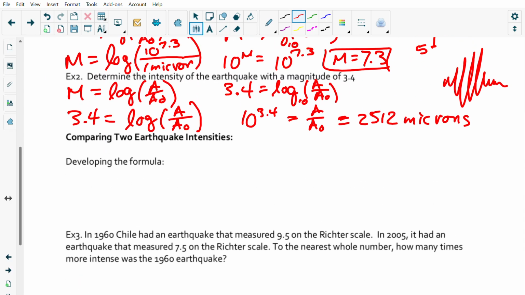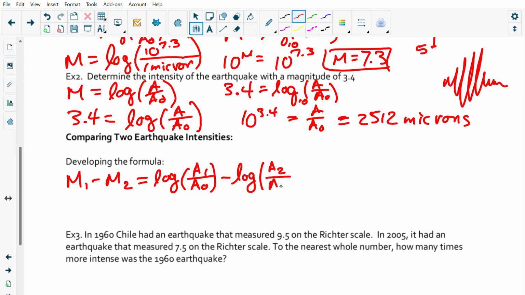Comparing two earthquake intensities. Let's develop the formula. If we're comparing two intensities, folks, magnitude 1 minus magnitude 2, we're going to modify the equation appropriately. So that's log of intensity 1 divided by the reference intensity minus log of intensity 2 divided by the reference intensity. Let's use laws of logs to rearrange this. If I'm subtracting two logarithmic terms, I will divide the two arguments.